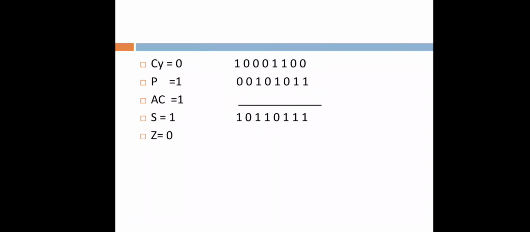Now auxiliary carry. Observe the D3 bit. The carry is generated from the D3 bit to the D4 bit, so that's why the auxiliary carry flag is set. And sign flag, so observe the result. The last bit, the D7 bit, is 1. When the D7 bit is 1, it indicates that the result is negative, and when the result is negative, the sign flag is set to 1. And zero flag: here our answer is not 0, it is non-zero, so the zero flag is not set.